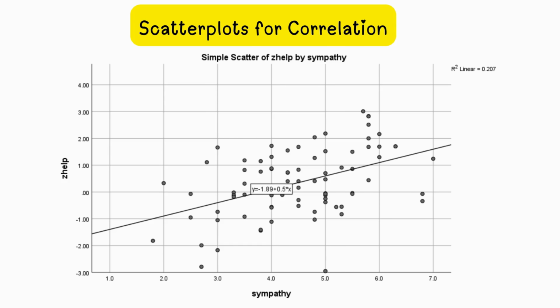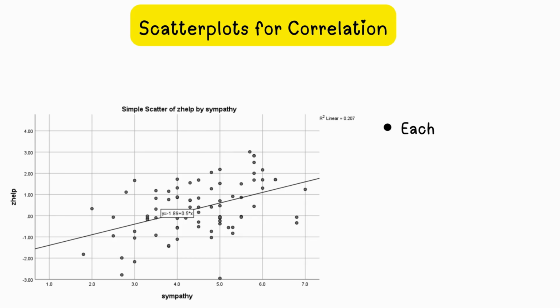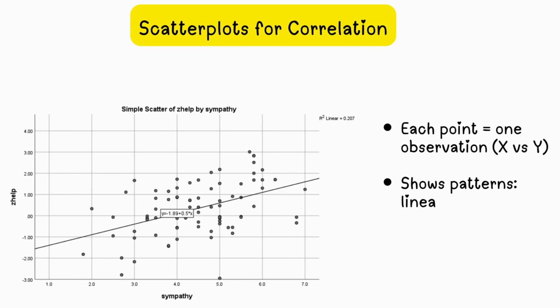Next, let us look at scatter plots, which are often used to determine correlation between two variables, x and y, or other pairs of variables. Scatter plots are fundamental tools when we want to explore relationships between two quantitative variables, whether the relationship is linear or non-linear. As you can see on the screen, each point on a scatter plot represents one observation in the dataset with values on the x-axis and y-axis.